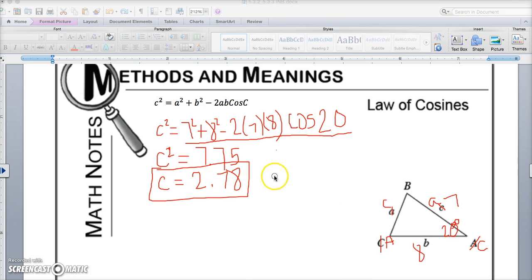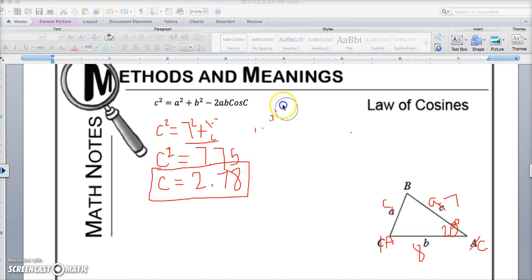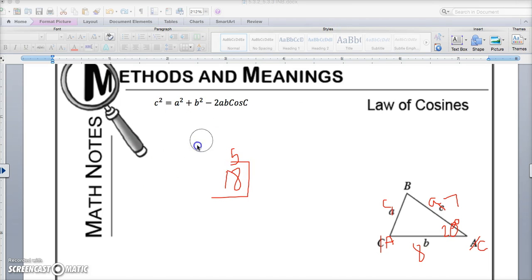Alright, now let's say for instance I knew the length of all 3 sides, and I needed to know an angle measure.